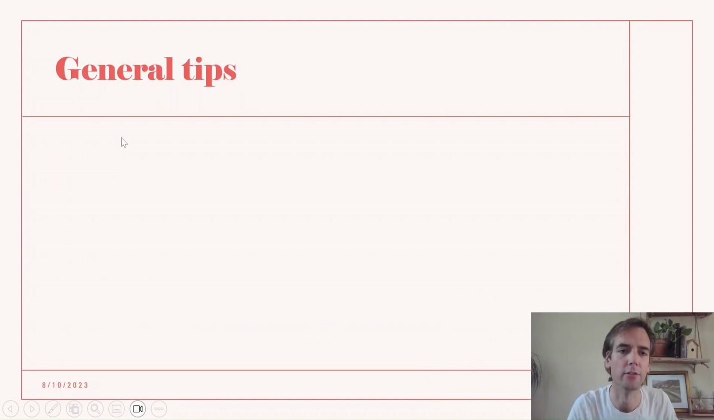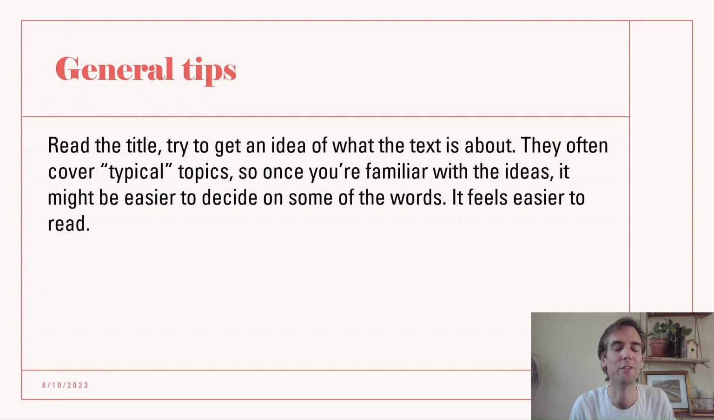So in general, how do you approach this part of the exam? You're sitting there in the exam, Part 1 looks at you, what do you say? Well, obvious tip, but read the title. Get an idea of what the text is about. They can be a bit predictable. They're like typical topics, you know? And once you get familiar with the idea of this typical topic, it might be easier to think what the answer is. It's easier to read.